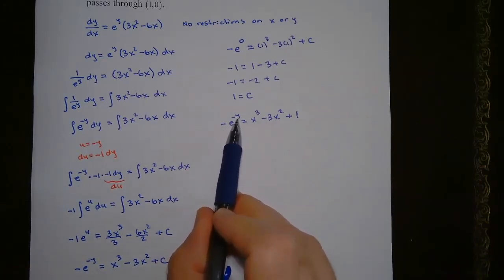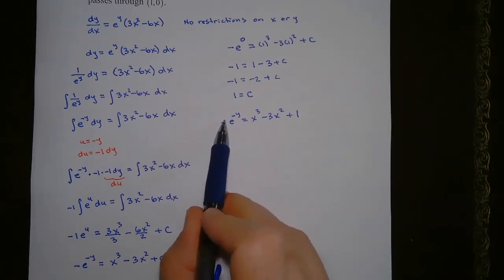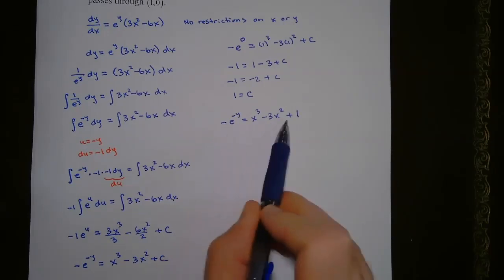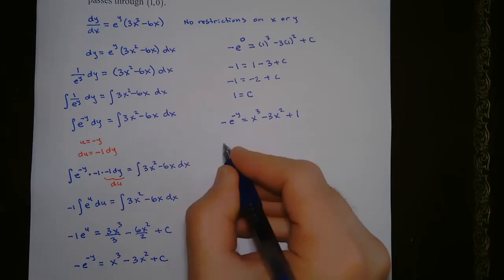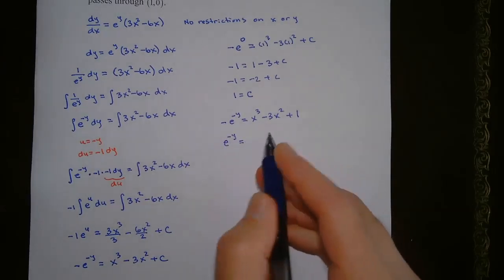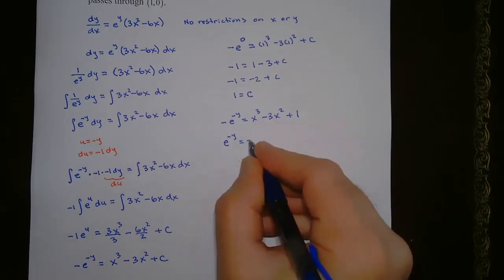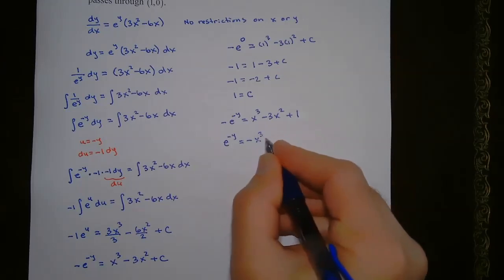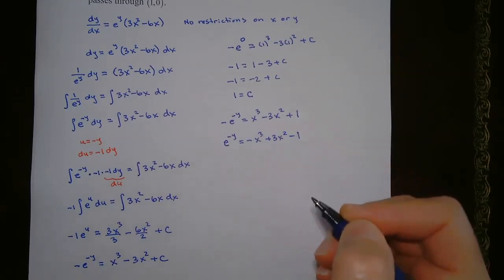So what I want to do first is get rid of this negative, okay? So I'm going to multiply both sides by -1. So if I multiply this side by -1, that's going to give me e to the -y is equal to, and all the signs are going to change. So it becomes -x cubed plus 3x squared minus 1.